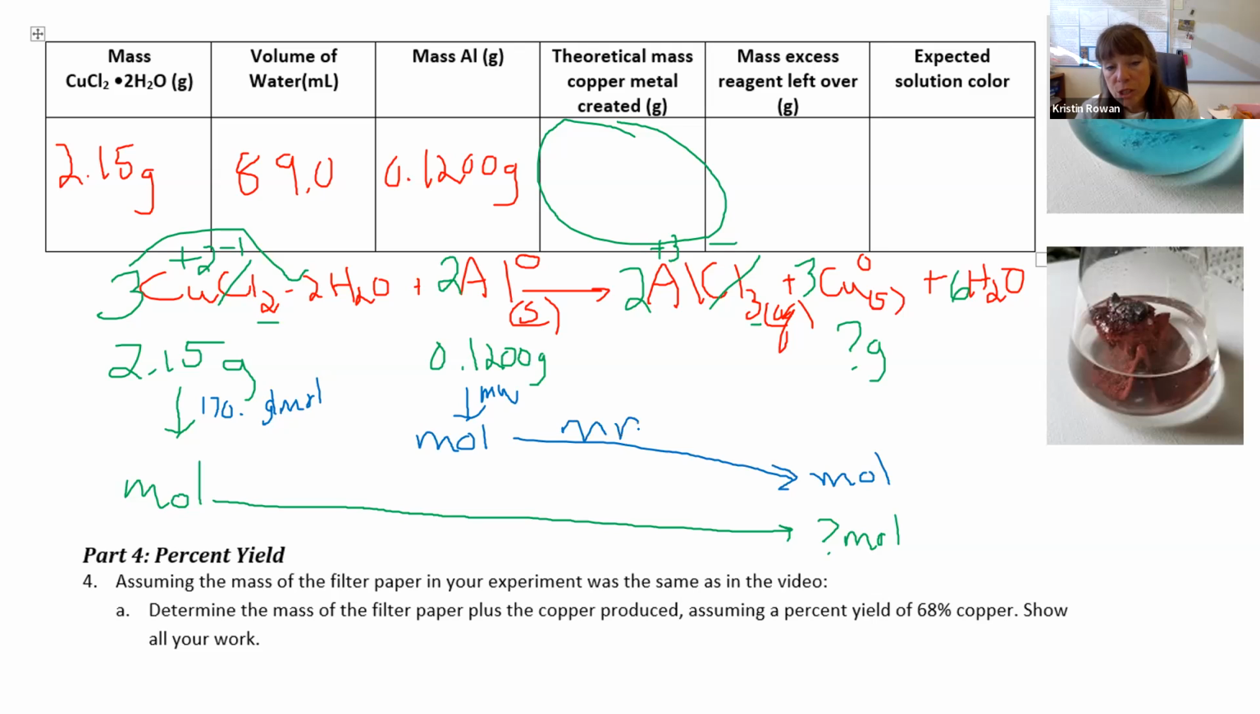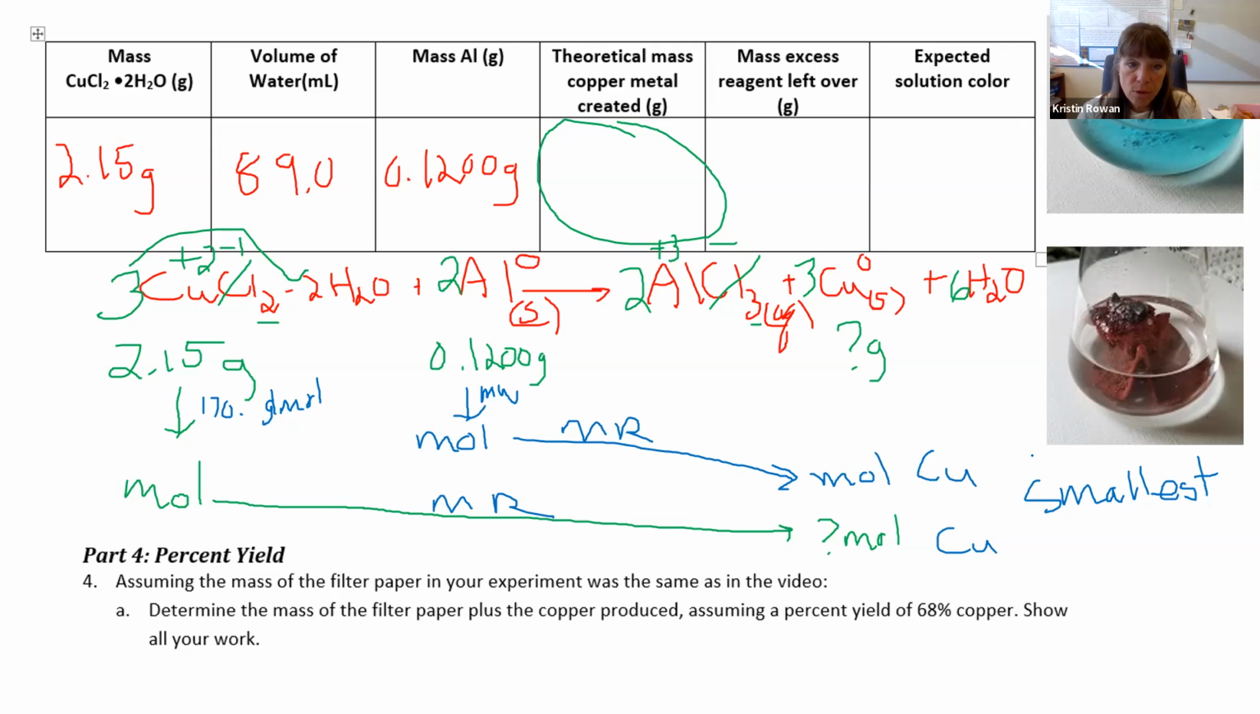This is using the mole ratio for this one and for this one between these two reactants and products. Figure out the number of moles of copper that can be created by the aluminum, and of copper that can be created by the copper chloride dihydrate, and whichever one is the smallest, the least amount that is being created, is the limiting reactant.